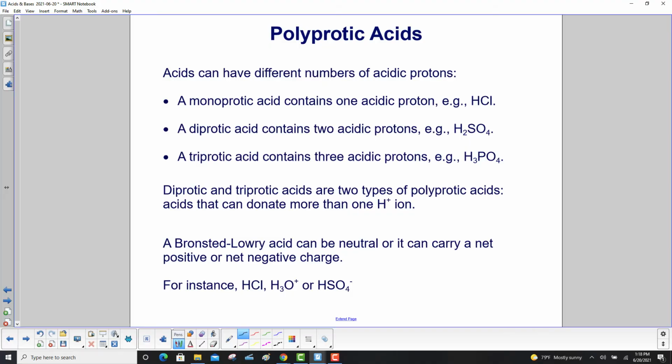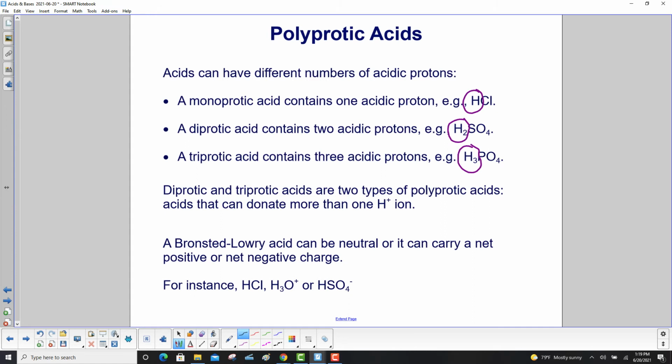Acids have different numbers of acidic protons. A monoprotic acid contains one acidic proton, hydrochloric acid there, 1 H. A diprotic acid contains two acidic protons, sulfuric acid, see the little 2 there? A triprotic acid contains 3 acidic protons, right there, phosphoric acid. Diprotic and triprotic acids are 2 types of polyprotic acids, acids that can donate more than one proton or H plus ion.